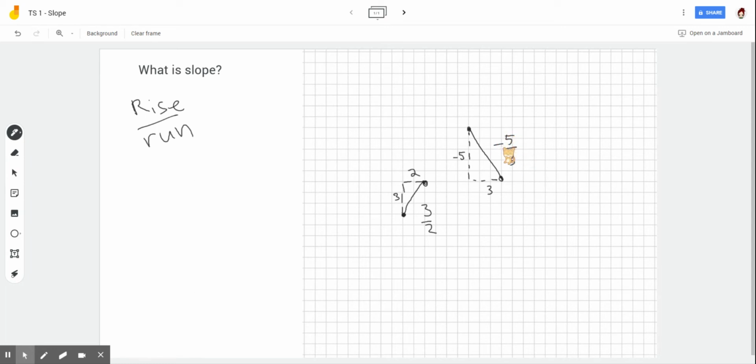It doesn't matter where you put the negative sign. You could say negative 5 over 3, or you could say 5 over negative 3. It's all the same thing, as long as there's one negative sign in your fraction.